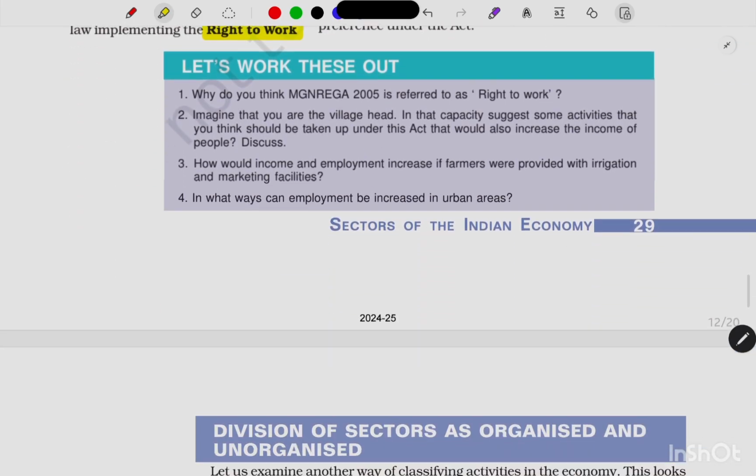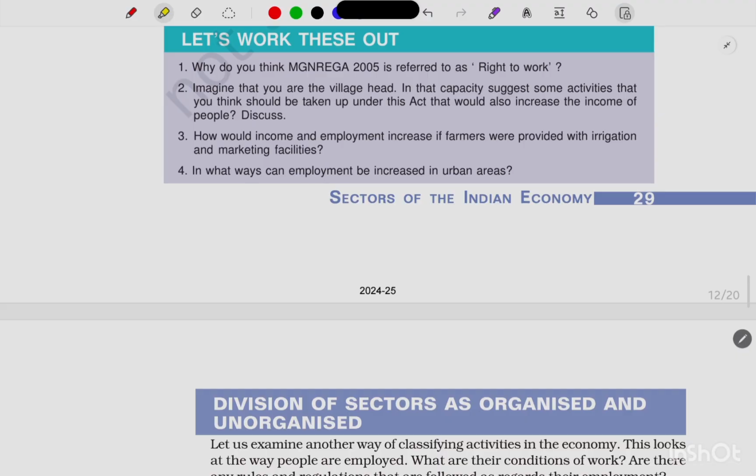So yeah, let's work these out. What do you think? Why do you think MGNREGA is referred to as the right to work? Because they are giving work to the people who are in need of it and who are capable of doing work, for 100 days. Okay, so that is the right to work.